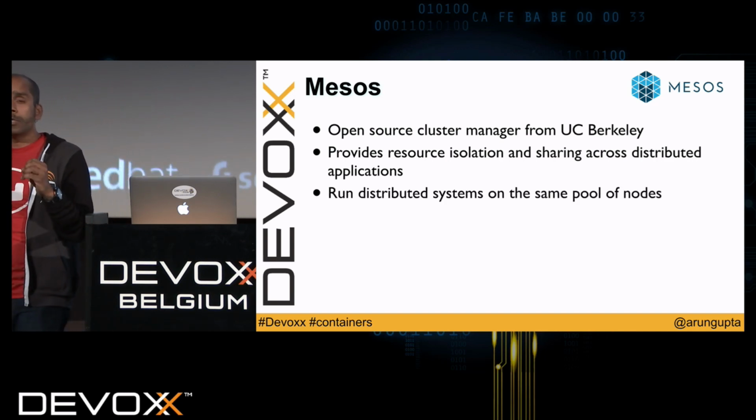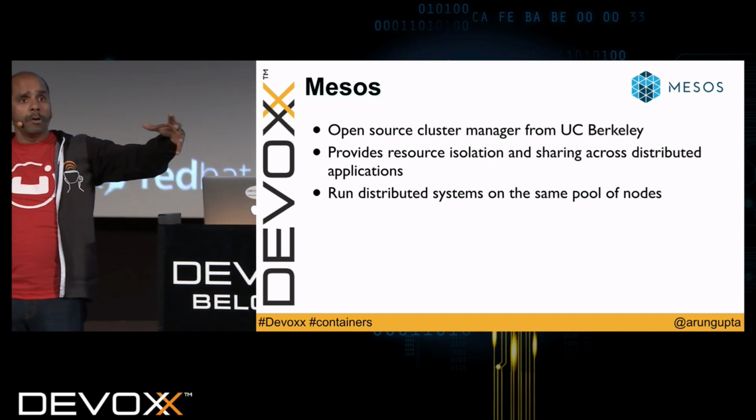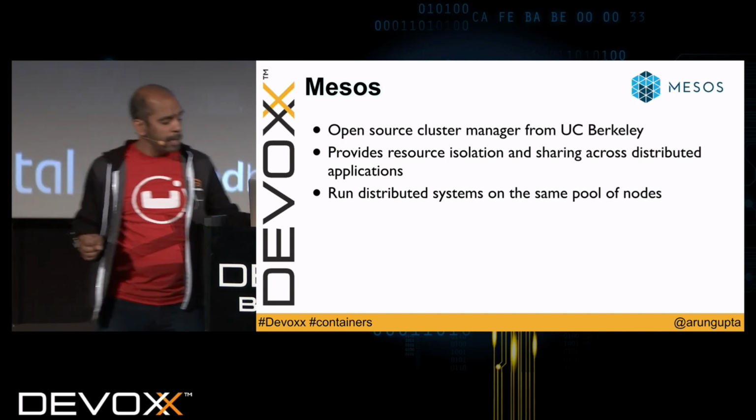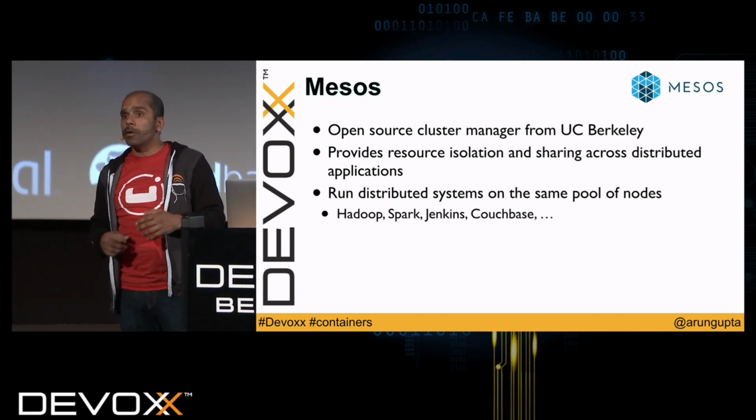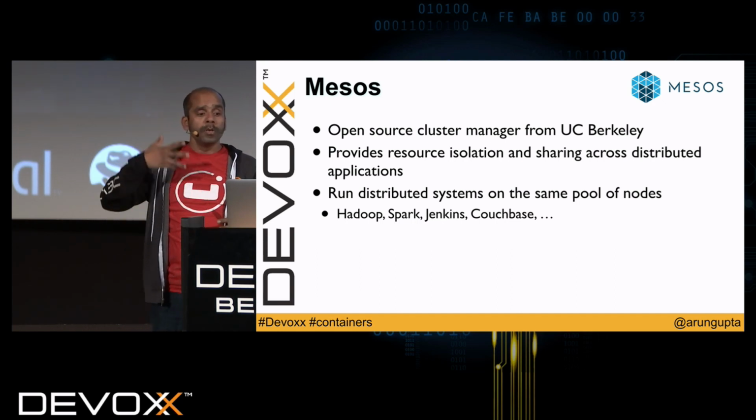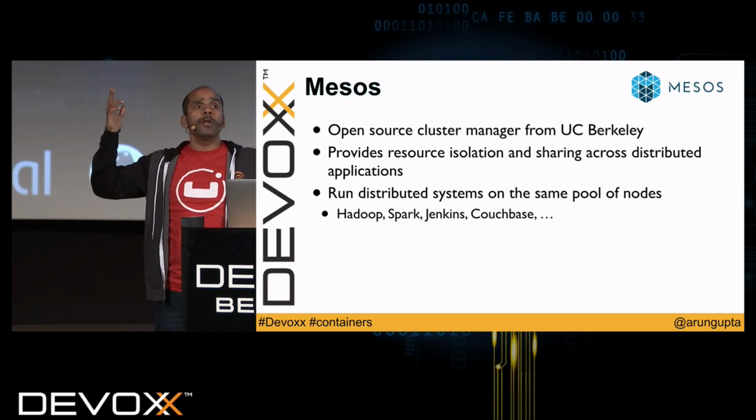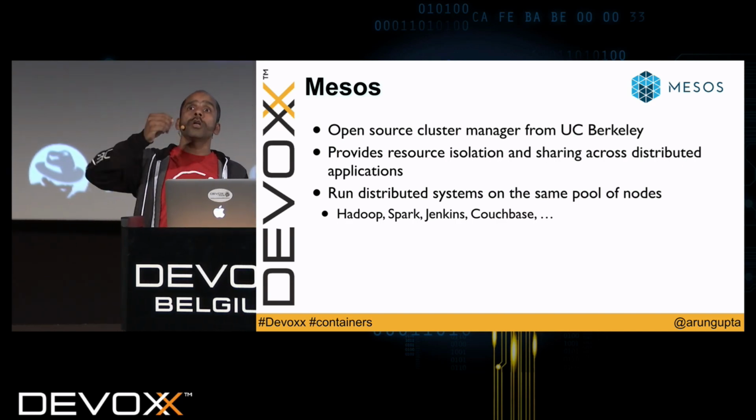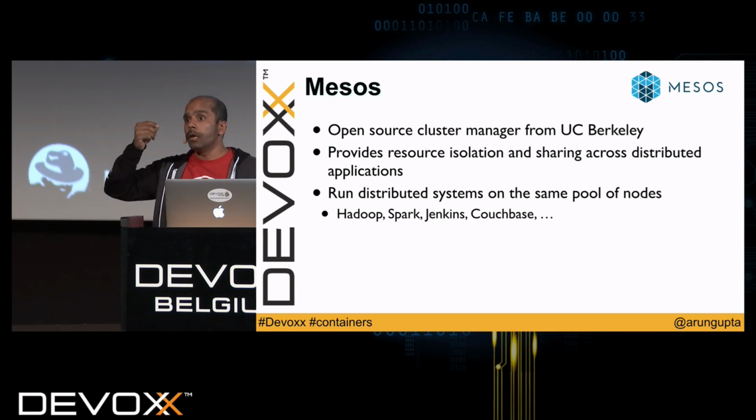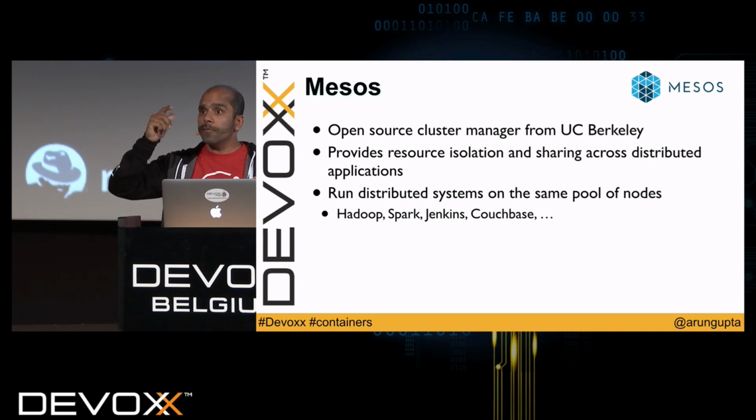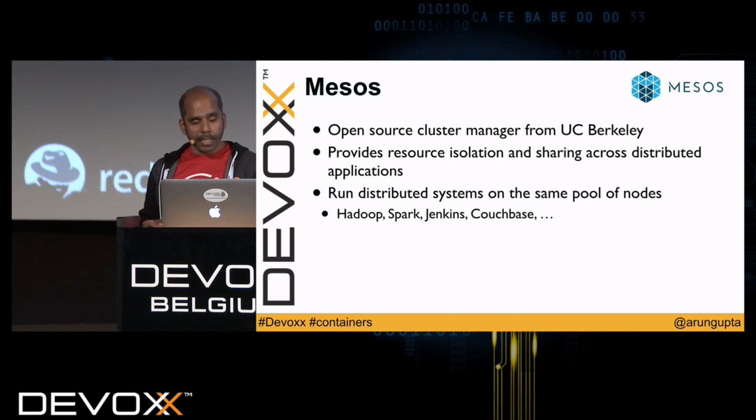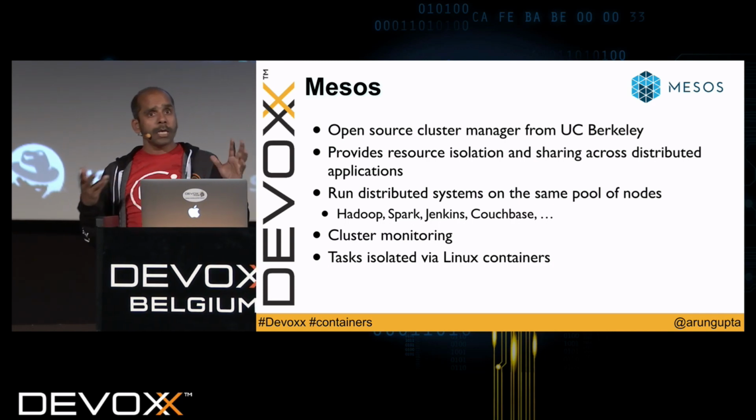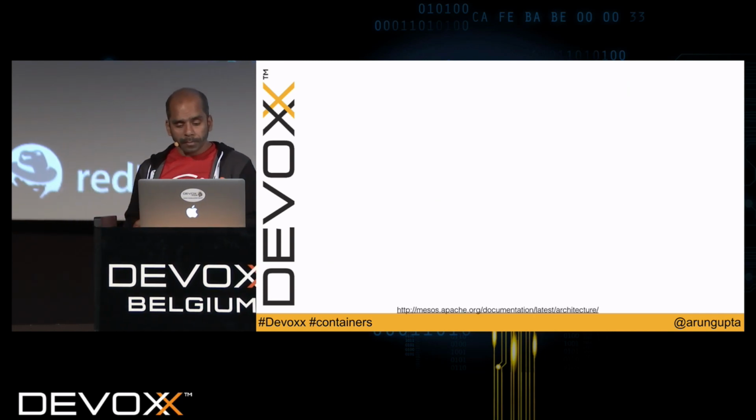Another cool concept about Mesos is, you can have a bunch of nodes put together, and then you can run a whole variety of workloads over there. I'll explain how that works in a second. For example, you could run Hadoop, Spark, Jenkins, Couchbase, whatever your big data platform is, whatever your small data platform is. You're not restricted to running only containers. It allows you to run a variety of other frameworks as well. So that's an added plus point for Mesos. It provides cluster monitoring baked in, and task isolation is done via Linux containers here.